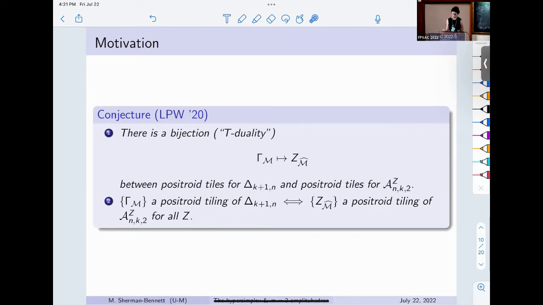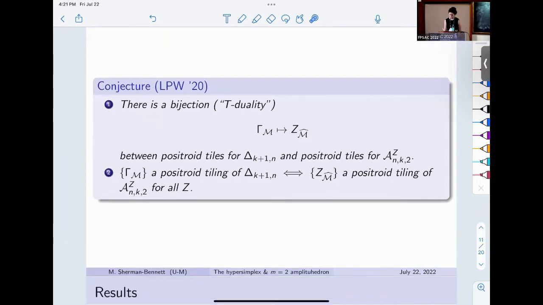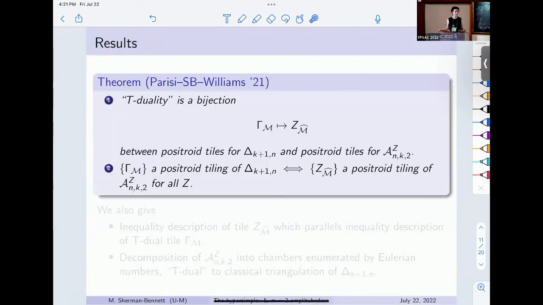Yeah, so they verify that each hypersimplex tile is an amplituhedron tile, but then they're not sure if there are more amplituhedron tiles. And they also show that a certain class of positroid tilings for the hypersimplex is taken to a positroid tiling for the amplituhedron by the T-duality map. Okay, so the result I'm going to tell you about today is that this theorem is true.